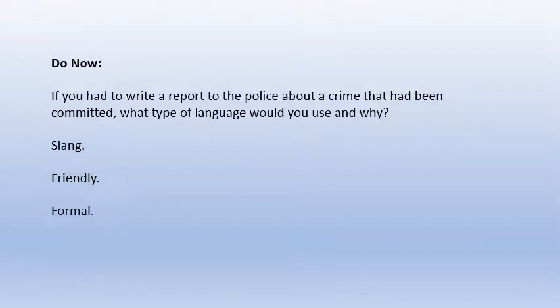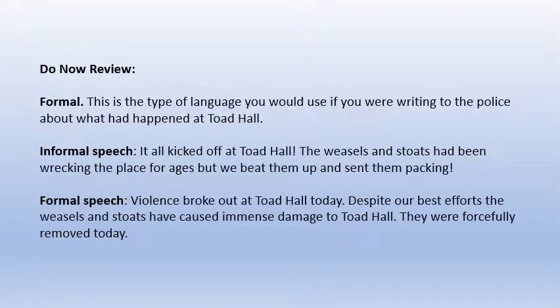Now, if you had to write a report to the police about a crime that had been committed, if they'd asked you to do that, which type of language do you think you'd use? Slang, friendly, or formal? Right, the answer for the do now is formal.